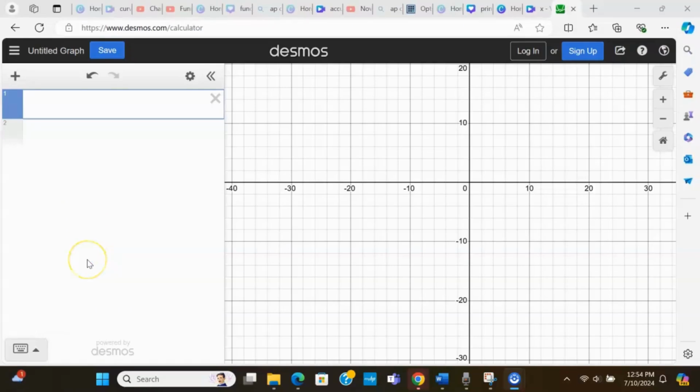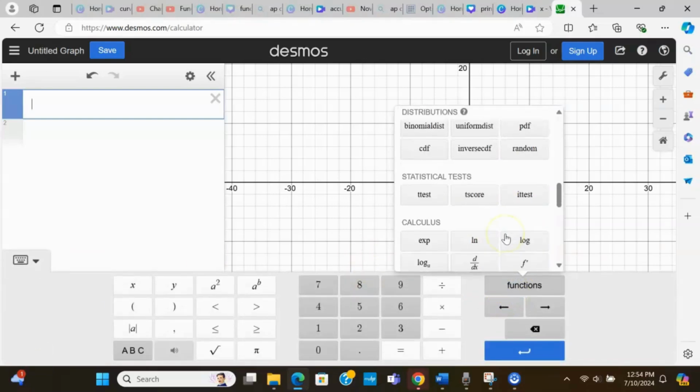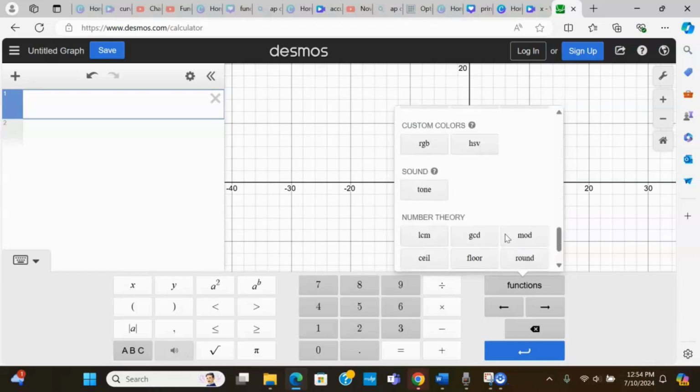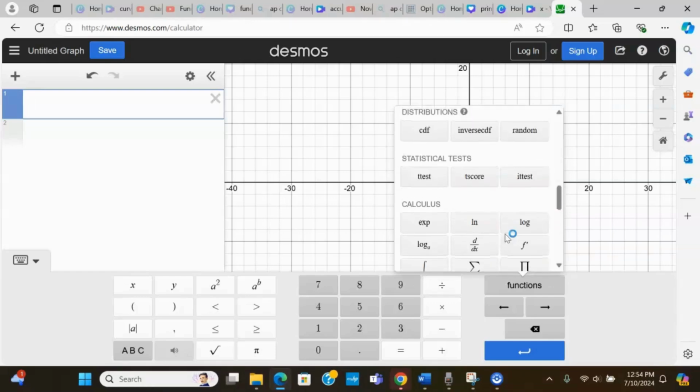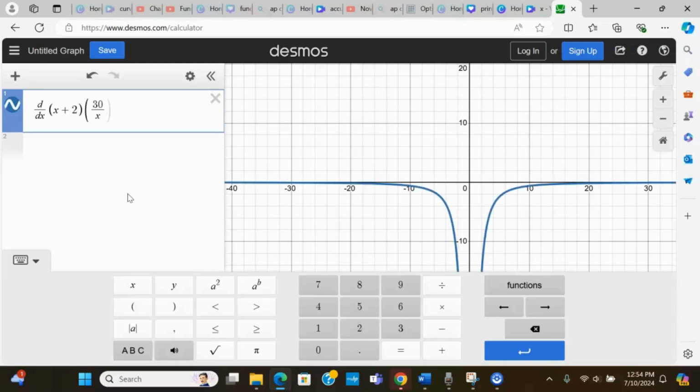All right, so we want the minimum amount of paper to be used. So what we're going to do is use Desmos in order to find the derivative here. In order to do the derivative, I'm going to go to functions, scroll down, and we should get the derivative, if I can find it, under calculus. And then we're going to put in X plus 2 times 30 divided by X plus 2.5.